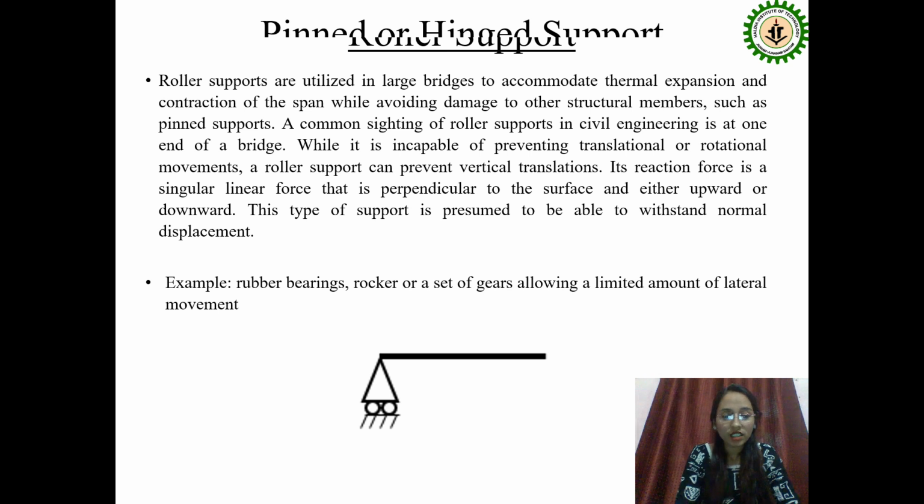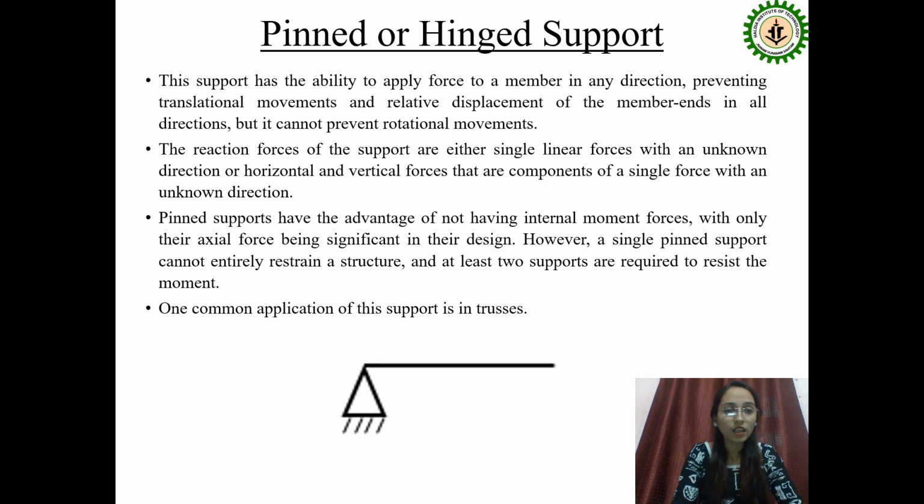Let us move to the next support condition, that is pinned or hinged. This support has the ability to apply force to a member in any direction, preventing translation of movement and relative displacement of the member's ends in all directions, but it cannot prevent rotational movement. That is, for pinned and hinge support, you can see the wheels that were in the previous support, that is roller support, are not here. That means in pinned or hinge support, horizontal movement is restricted. Vertical movement is also restricted, but rotational movement is allowed. That means this pinned or hinge support has only 1 degree of freedom, that is in the rotational direction. Okay, but not in the horizontal and not in the vertical.